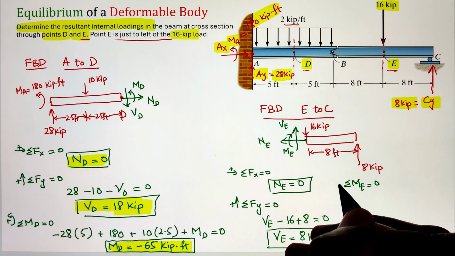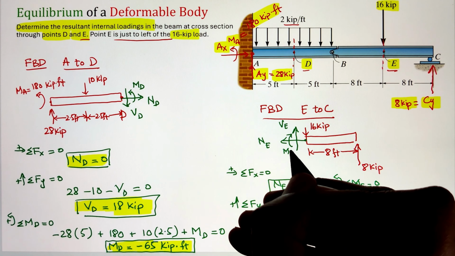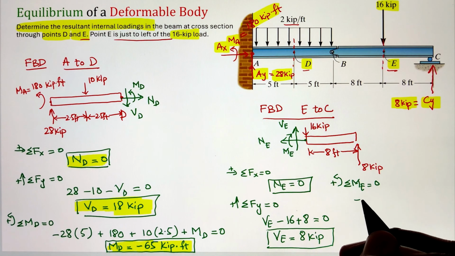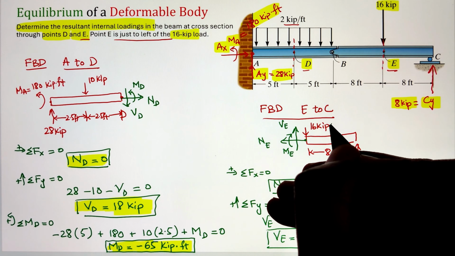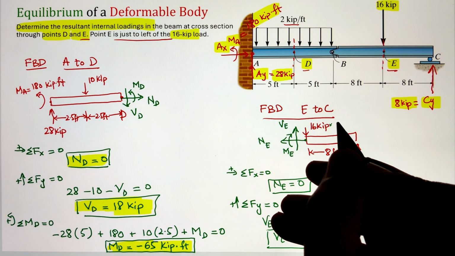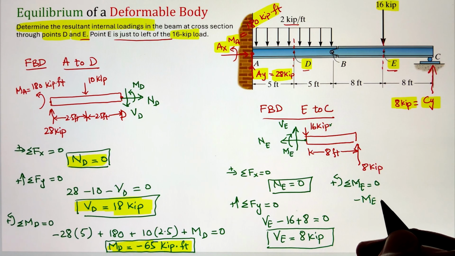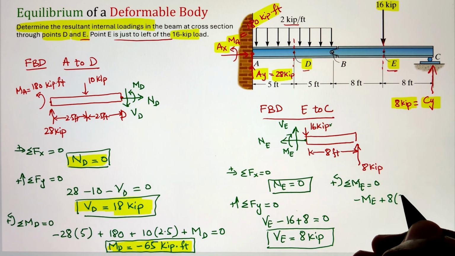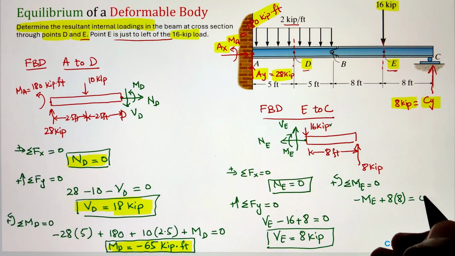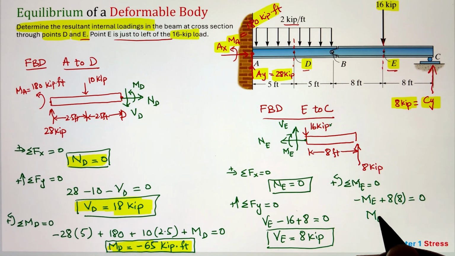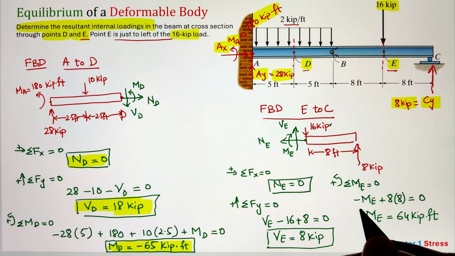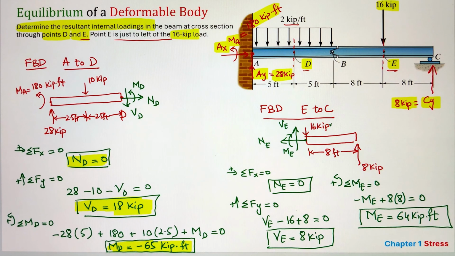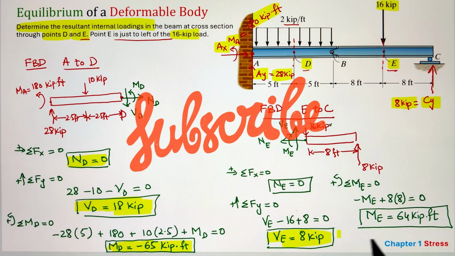Finally, I can do my summation of moment at the section at point E, taking counterclockwise as positive. So I have my internal moment of ME going in the clockwise direction. So that's why taken as negative ME. Next, the 16 kip won't create any moment as it's going through the point E, whereas 8 kip is going upward, having a moment arm of 8 and going to create our counterclockwise moment. Simplifying, we get our value of ME as 64 kip-ft.